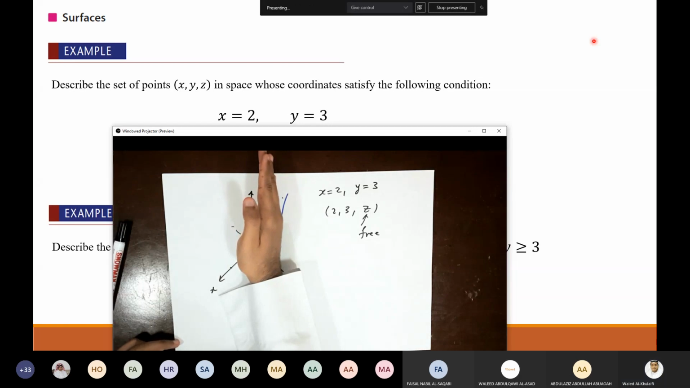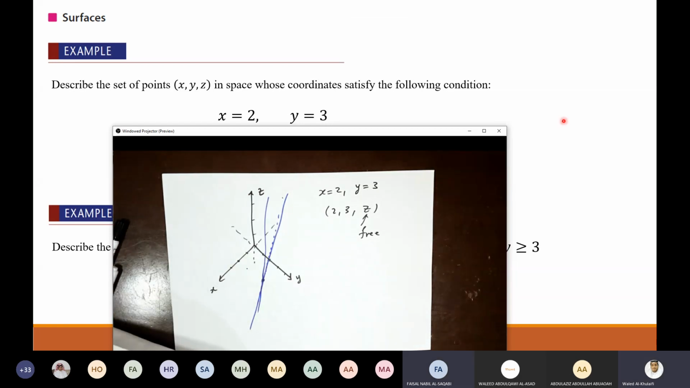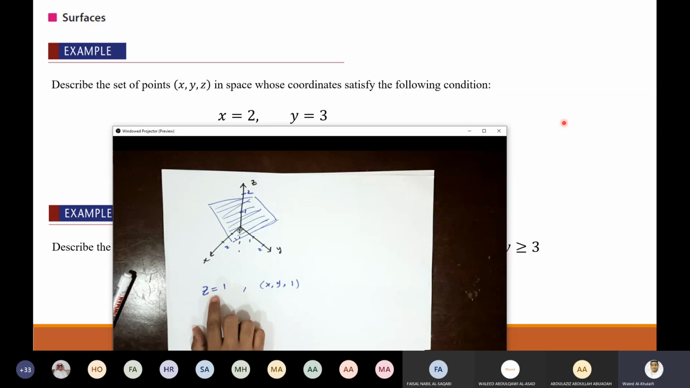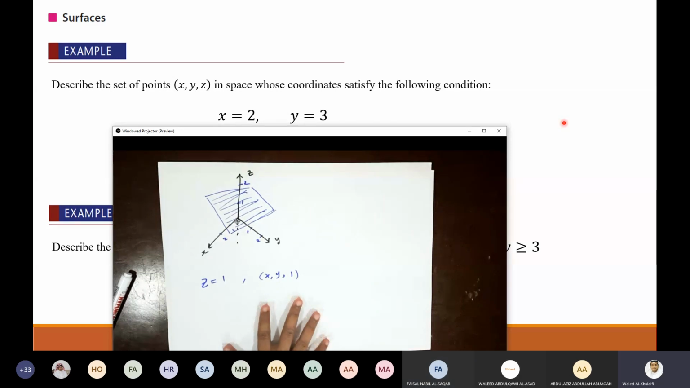Okay, clear? When we talk about one coordinate, it's a plane, like this question. If z equals 1, it is a plane.